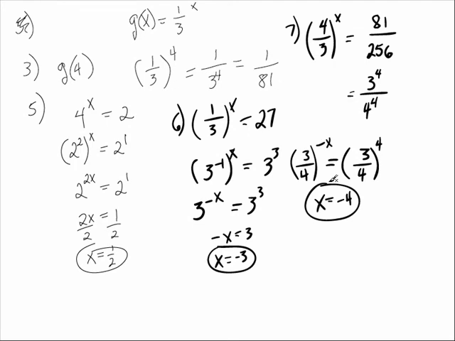Wait. All right, never mind. What? Say it. How did I miss how the 81 became 3 to the 4th and the 256 became 4 to the 4th? I just missed that. It's because we just did some arithmetic.